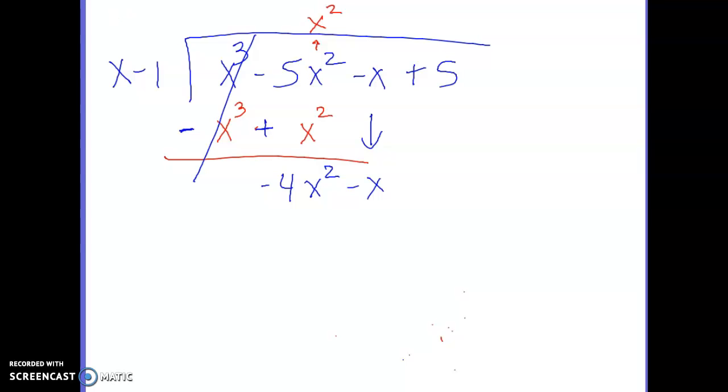All right, what number times x is going to give me negative 4x squared? So that is going to be negative 4x, right? So negative 4x.